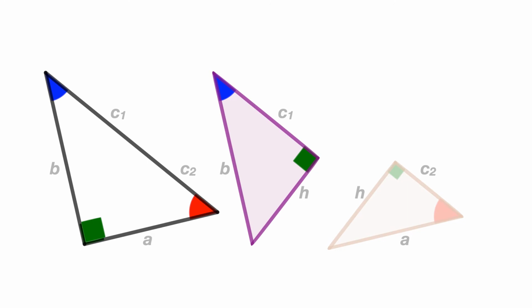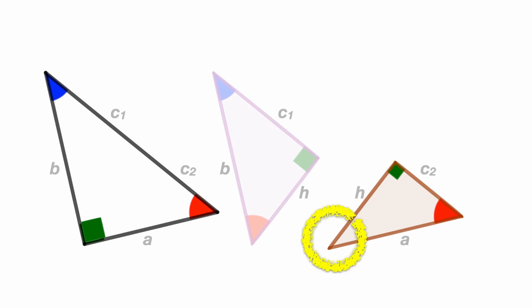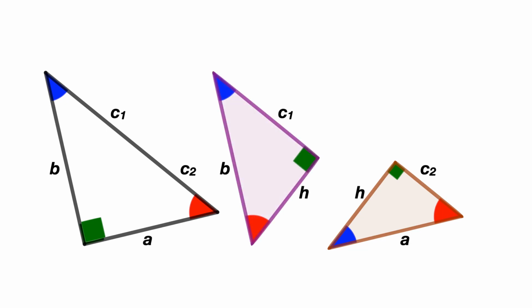Focusing for a moment on the angles in the middle triangle, we can deduce that the third angle must be red. How do we know that? Looking at the triangle on the right, what must the color be for the third angle? Of course, it must be blue. So here's all the information that we can mark and color for the three triangles.